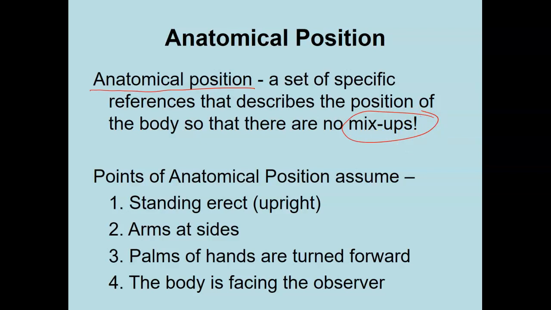And so anatomical position in a human is standing upright with your hands down to your sides with the palms facing forward, okay? So your palms would be turned out and facing forward. And the body is facing the observer, okay? So for our purposes in this class, you are the observer, and you're looking at the individual who is standing there.